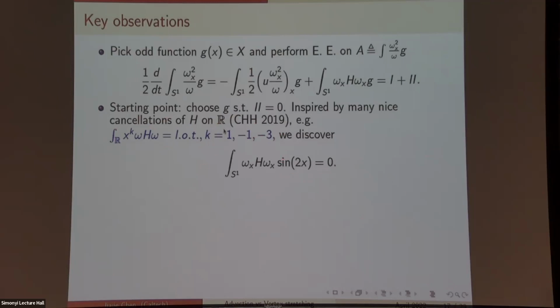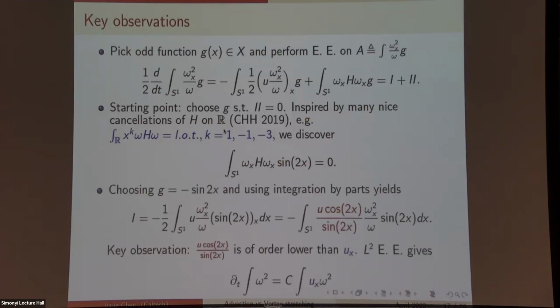So here we just choose sine 2x. This integral is 0, not because the integrand is an odd function, it is an even function. And this integral is 0 because we use the special properties of the Hilbert transform. Next, for the first term, we can perform integration by parts to move the derivative ∂x to g. Then we derive this quantity.